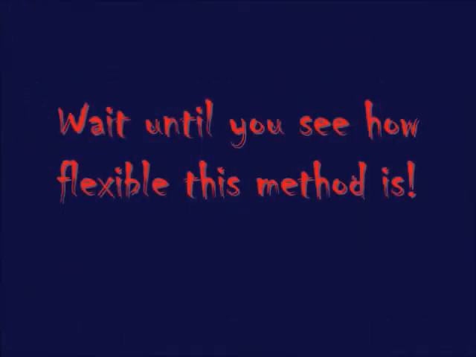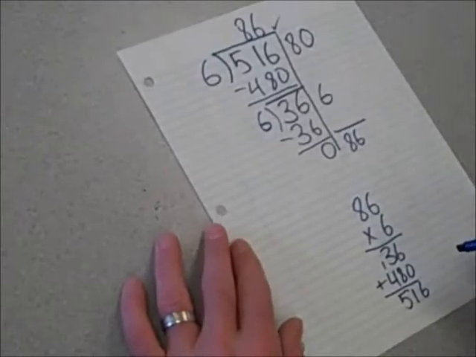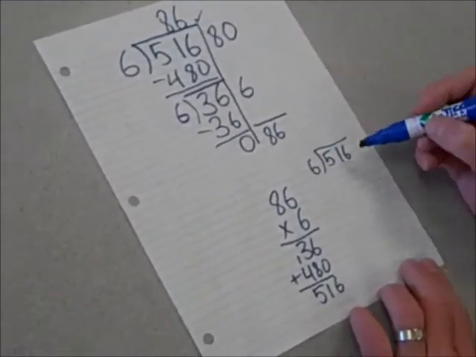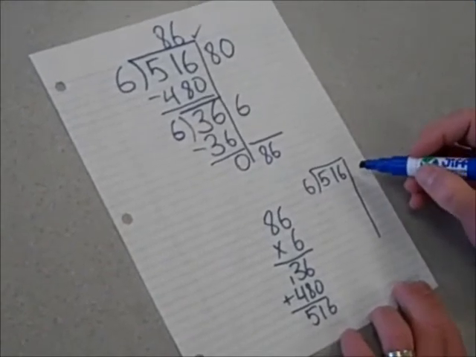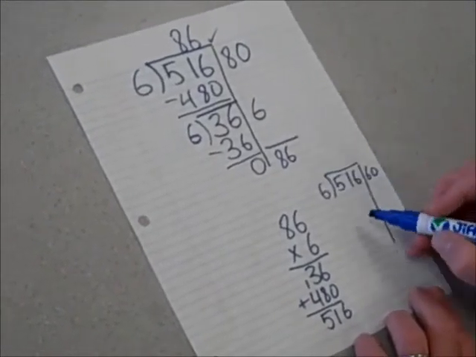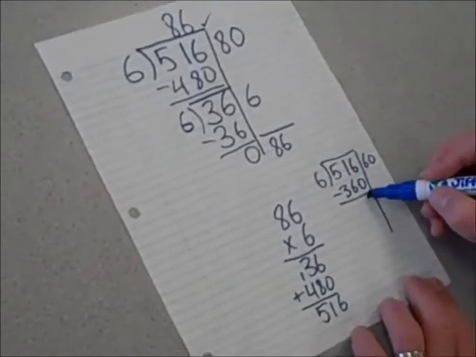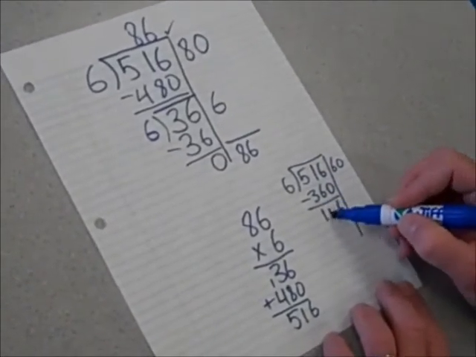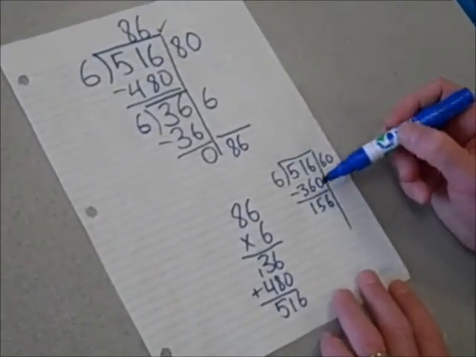The thing that I like about this strategy is it can be somewhat flexible. Let's say that I hadn't correctly picked out 80. Let's say that I had done 516 divided by 6, and I had started instead with, let's say I started with 60. 60 times 6 is 360. And now I can do this subtraction. And 51 minus 36 is 15. So I've got 156 divided by 6.